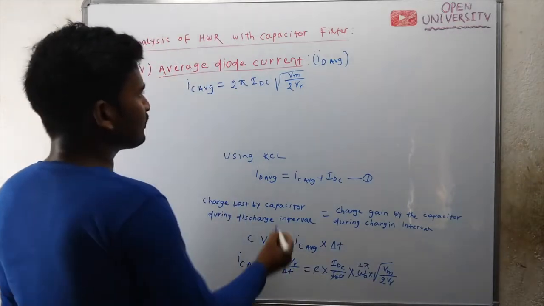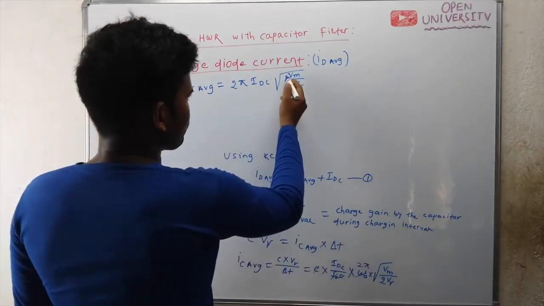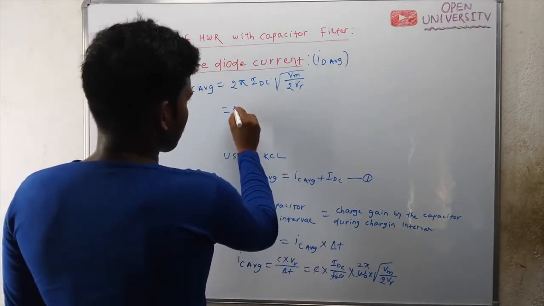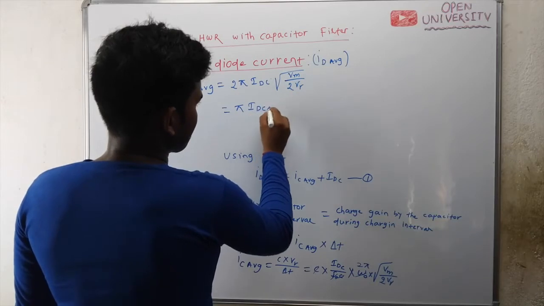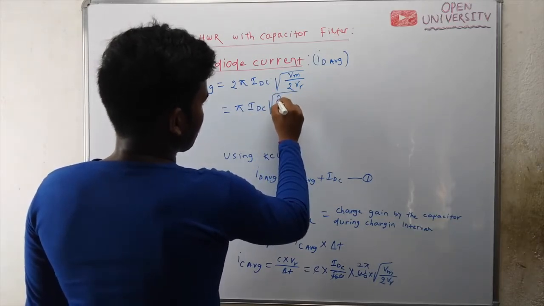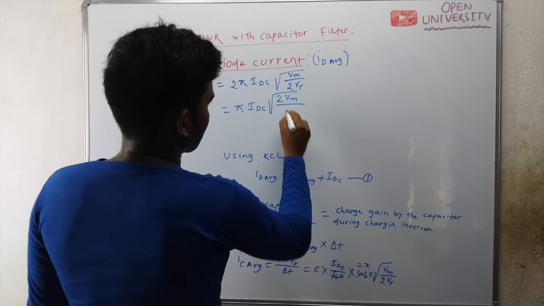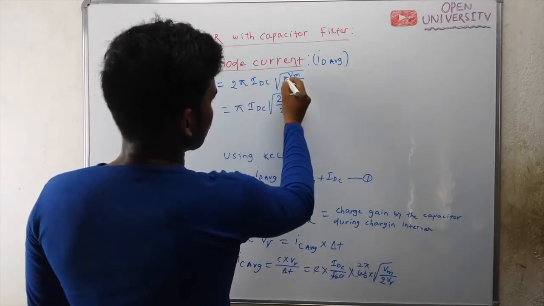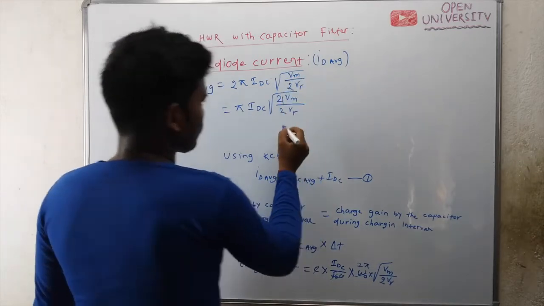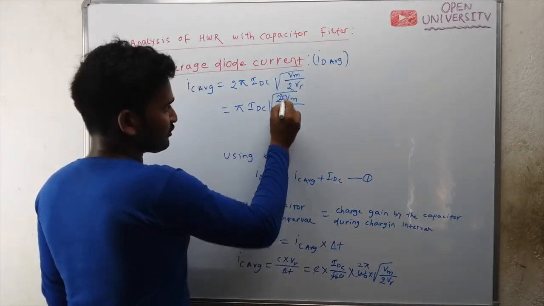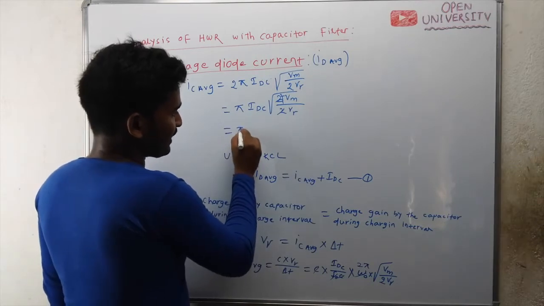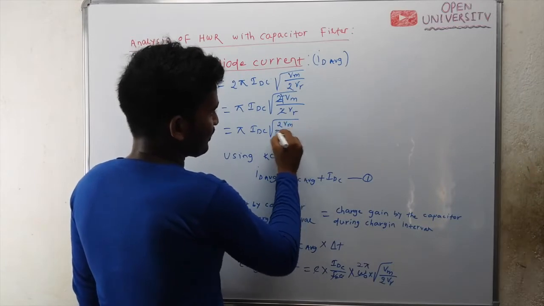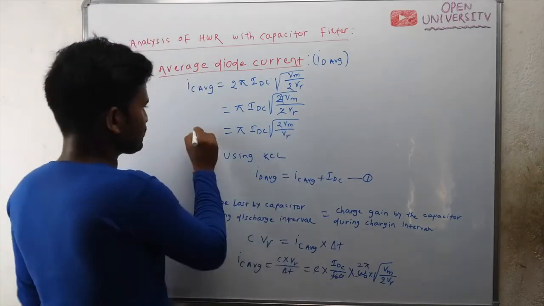Now if you bring this 2 inside the under root, then it will be pi into IDC into under root of, not 2, it will be 4 Vm by 2 Vr. I am bringing this 2 inside the under root. So 2, 4 will be cancelled, in the numerator it will be 2. So you can write pi times IDC into under root of 2 Vm by Vr. This is your IC average.